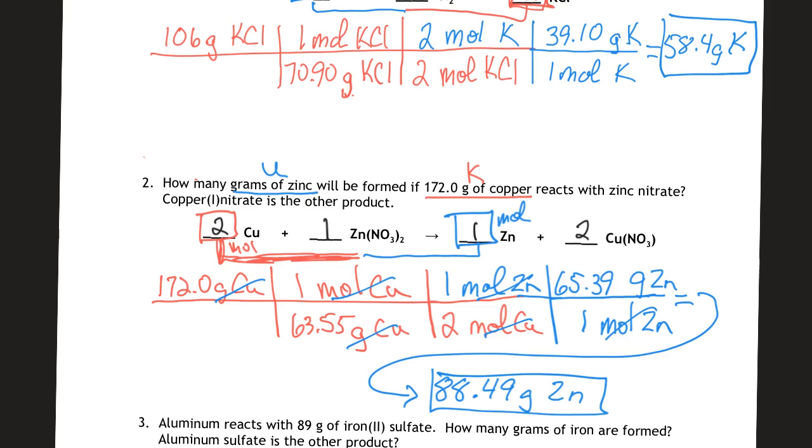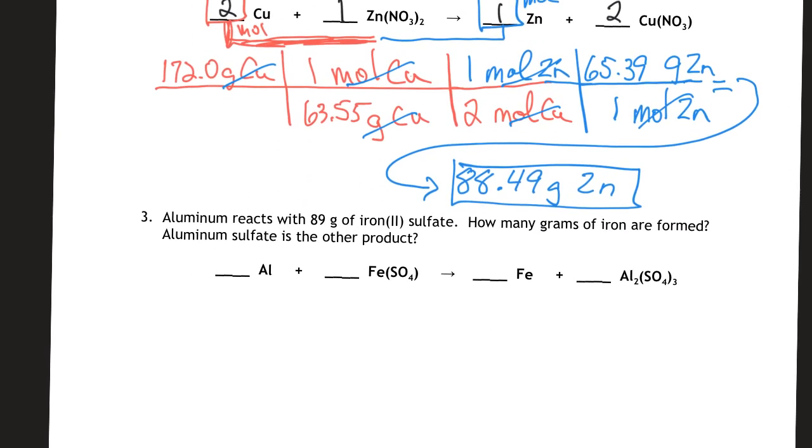Number 3. First thing I'm going to do is I'm going to annotate my problem and find my knowns and unknowns. So aluminum reacts with, there's my known, iron sulfate, known. How many grams of iron are formed? Well, grams of iron is going to be my unknown.